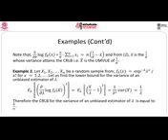We consider another example. Example 2. Let X1, X2 up to Xn be a random sample from a Poisson population with PMF f(x) equals e to the power minus λ times λ to the power x divided by x factorial, where x equals 0, 1, 2 up to infinity, λ greater than 0.